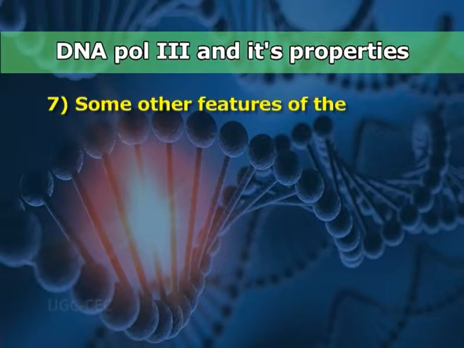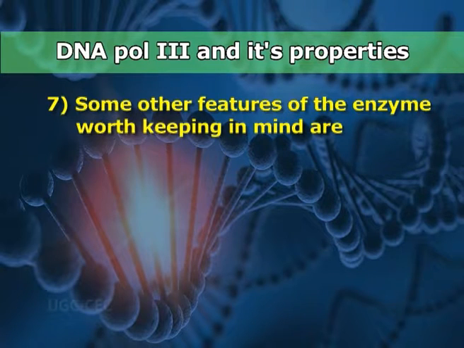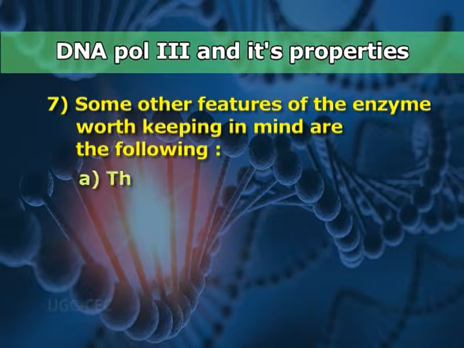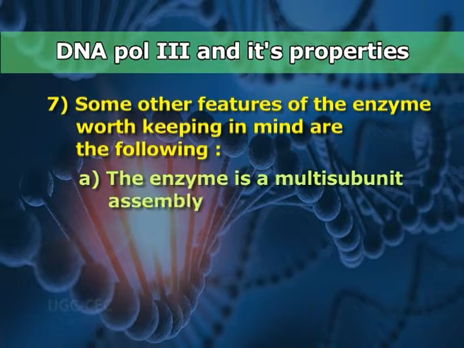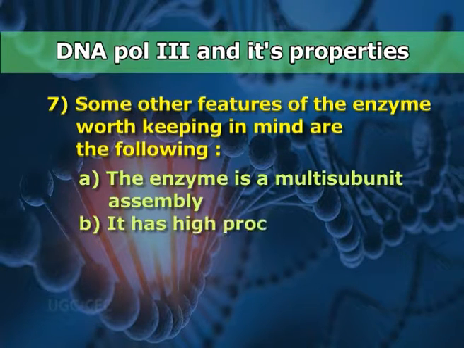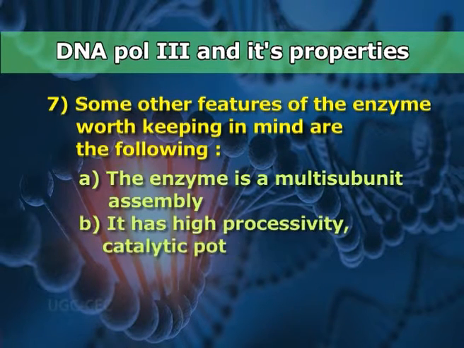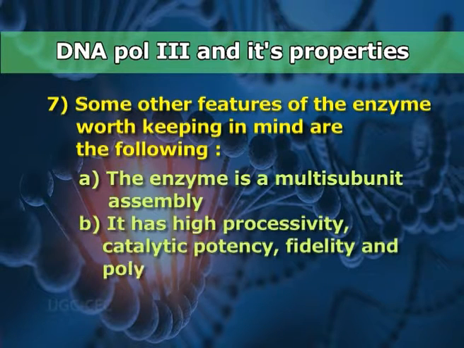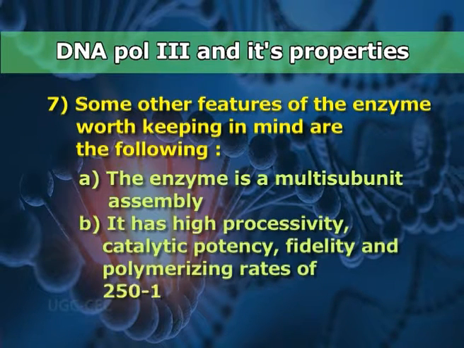Hence, accurate copying of DNA to ensure faithful transmission from one generation to another takes place. Some other features of the enzyme worth keeping in mind are the following. The enzyme is a multi-subunit assembly. It has high processivity, catalytic potency, fidelity, and polymerizing rates of 250 to 1000 base pairs per second.